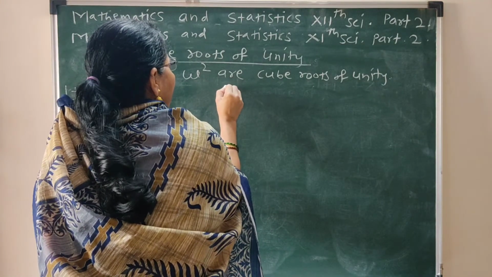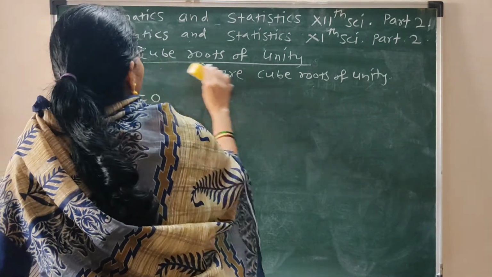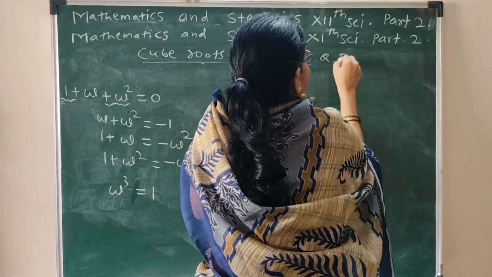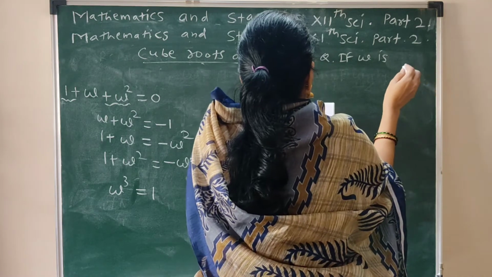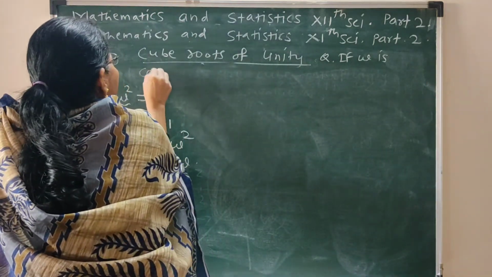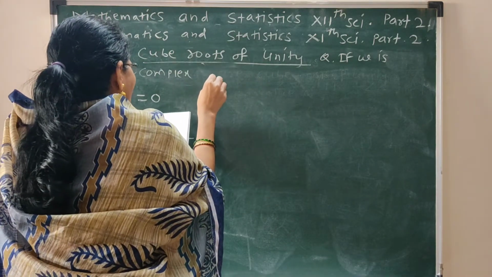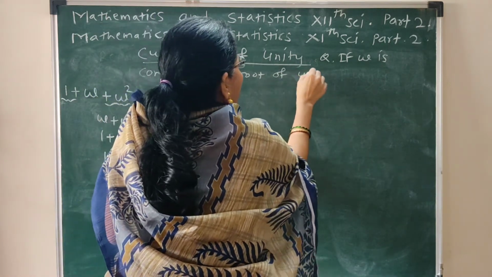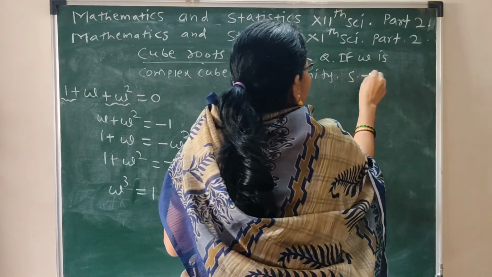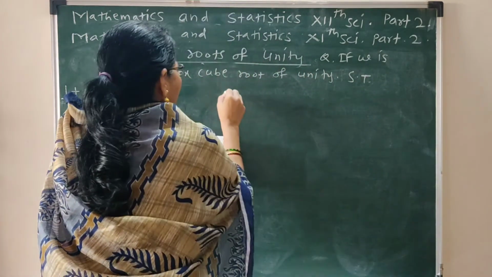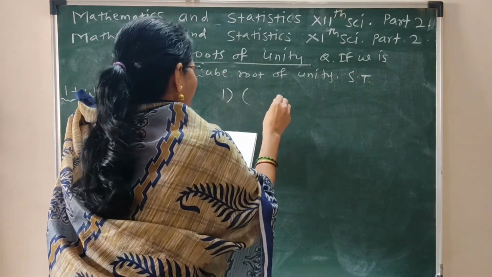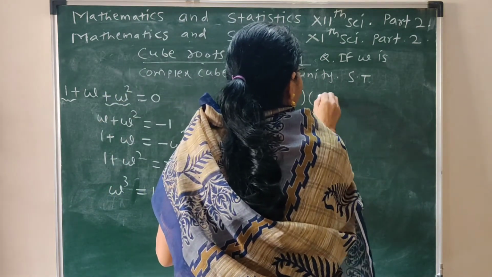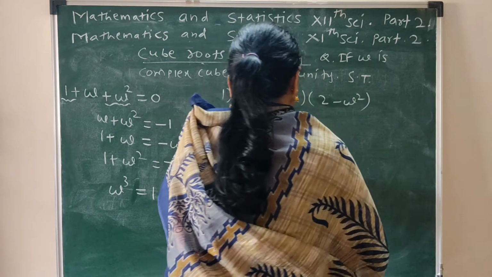Question: if omega is a complex cube root of unity, show that (2 minus omega)(2 minus omega square) is equal to 7.